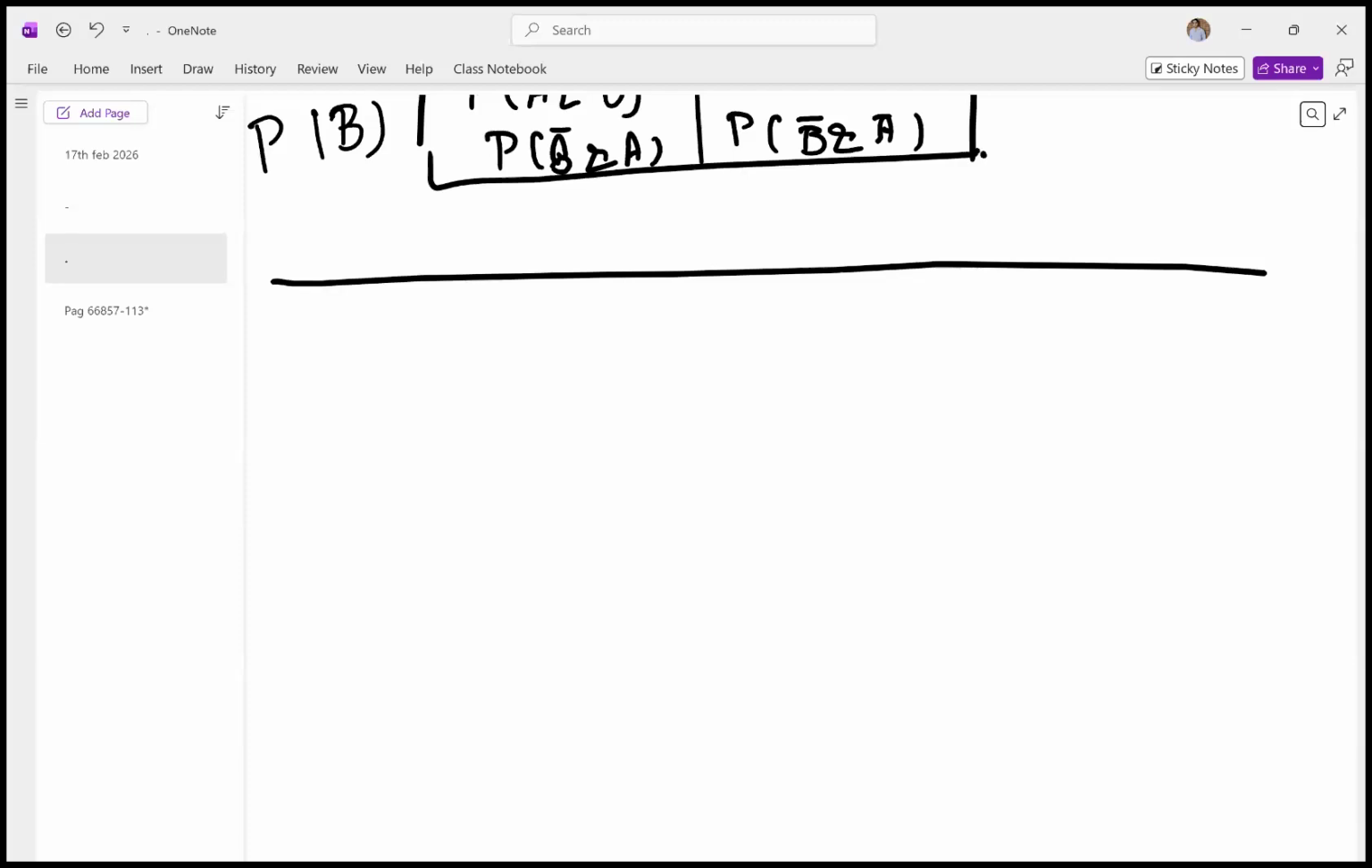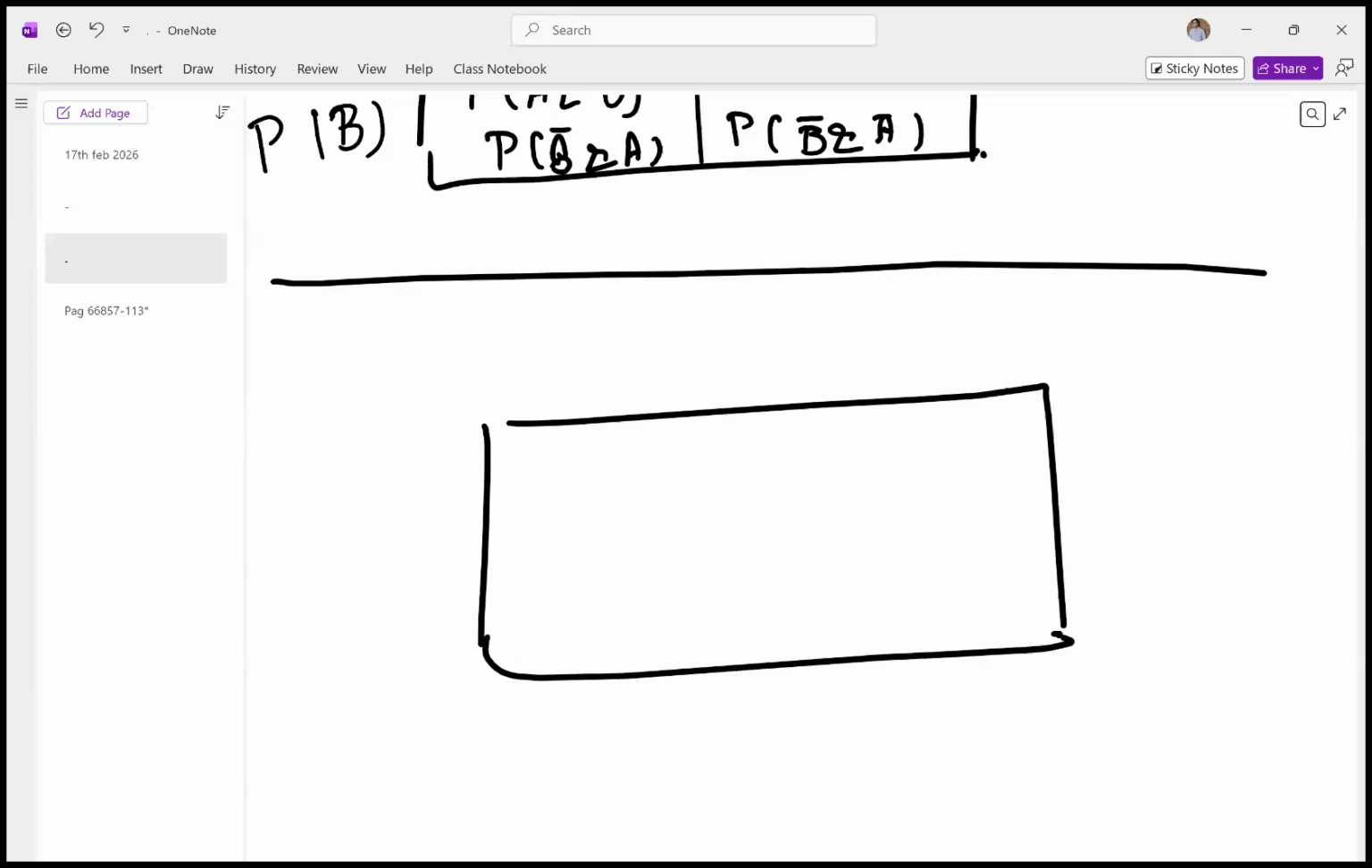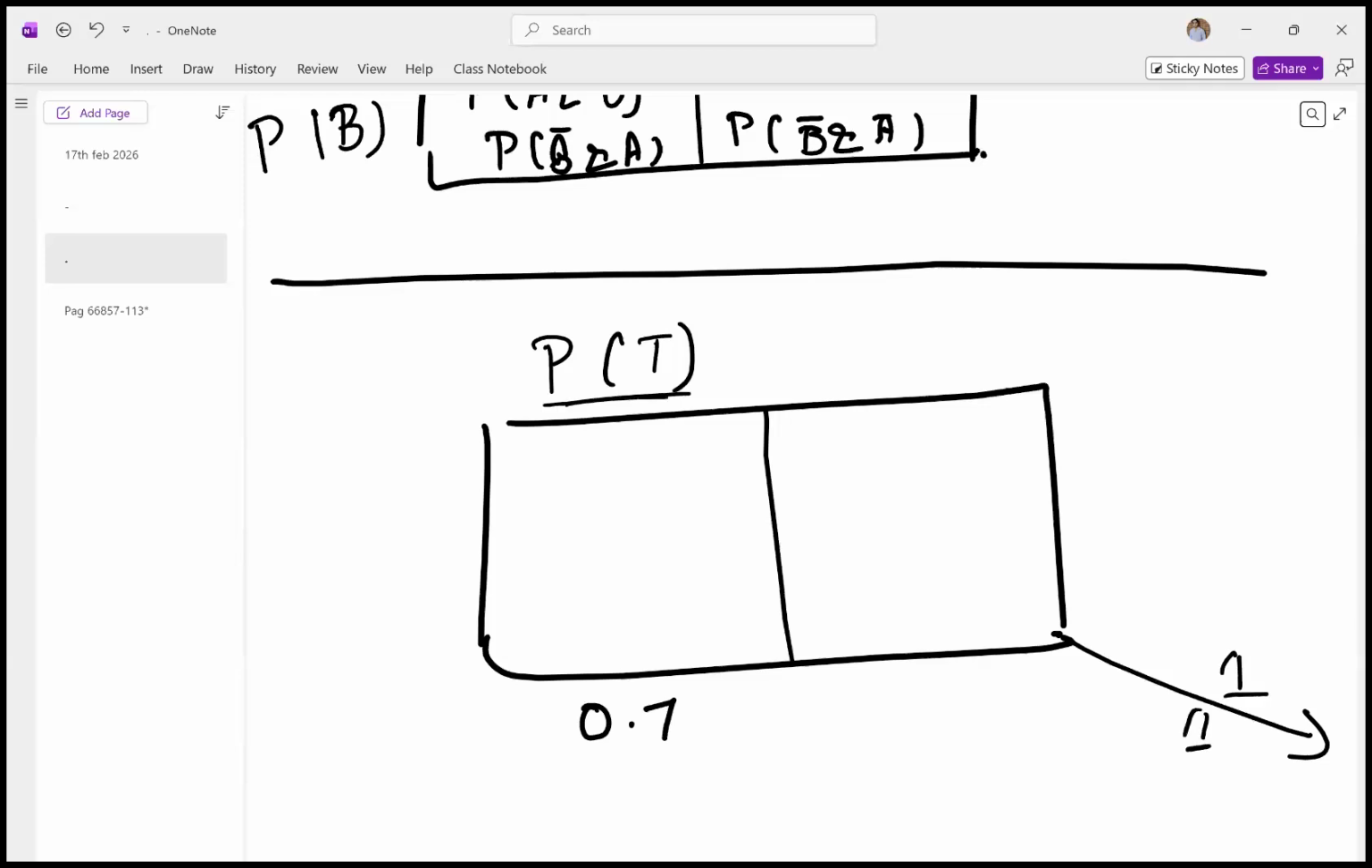So suppose 70% of the adult population has a tax-free savings account. I will draw the table. There are two events in this one: tax-free savings account, probability of TFSA. So 70% have the TFSA account, so 0.7. Total probability is 1. First of all, this is 1. So probability of having TFSA is 0.7. Probability of not having TFSA will be 0.3.